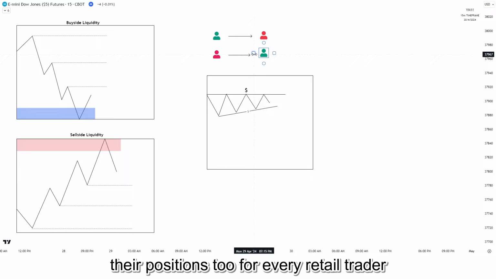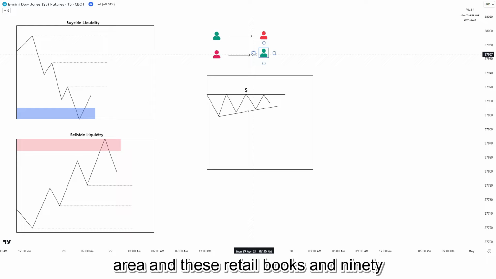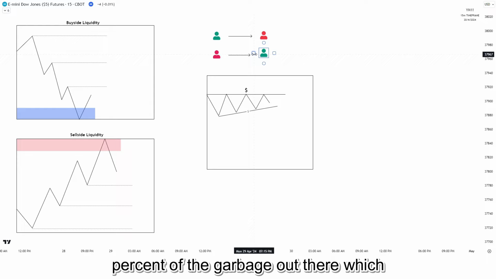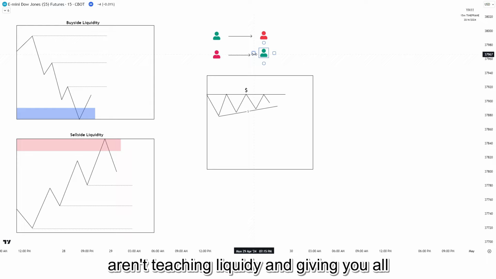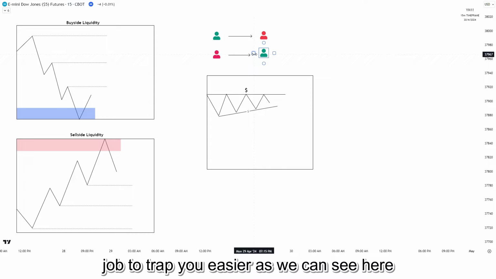For every retail trader stopped out is another position added to these smart money positions. So their job is to trap the retail crowd in an influxed area. And these retail books and 90% of the garbage out there, which aren't teaching liquidity and are giving you all the wrong information, are only making their job to trap you easier.